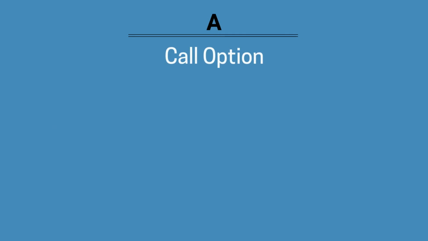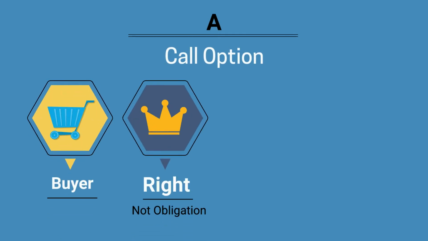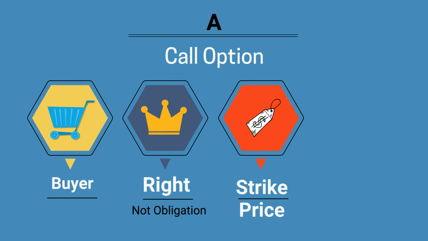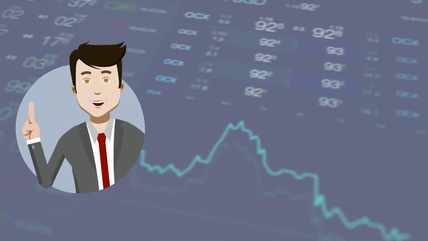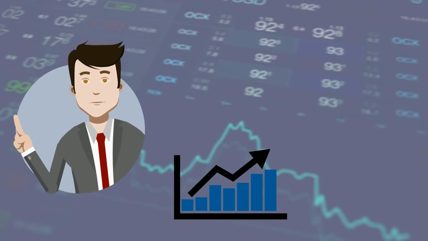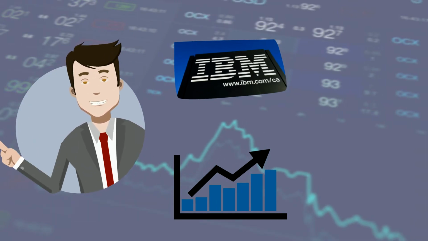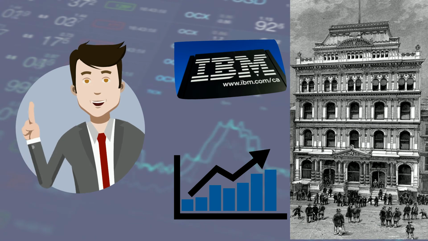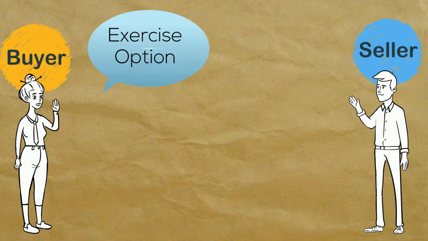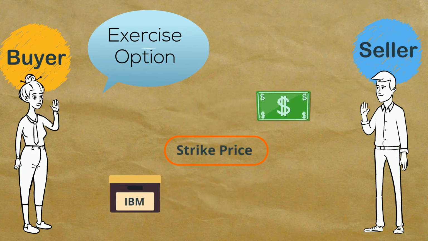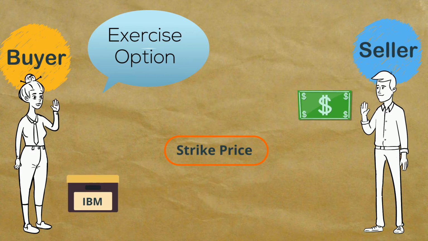A call option gives the buyer of the option the right but not the obligation to buy an underlying asset at an agreed strike price at some agreed time in the future. Let's assume that the underlying asset is a stock, like IBM, that trades on the New York Stock Exchange. When the option expires, the buyer of the call option can choose to exercise the option. This means that she buys the underlying stock from the seller of the option at the pre-agreed strike price.